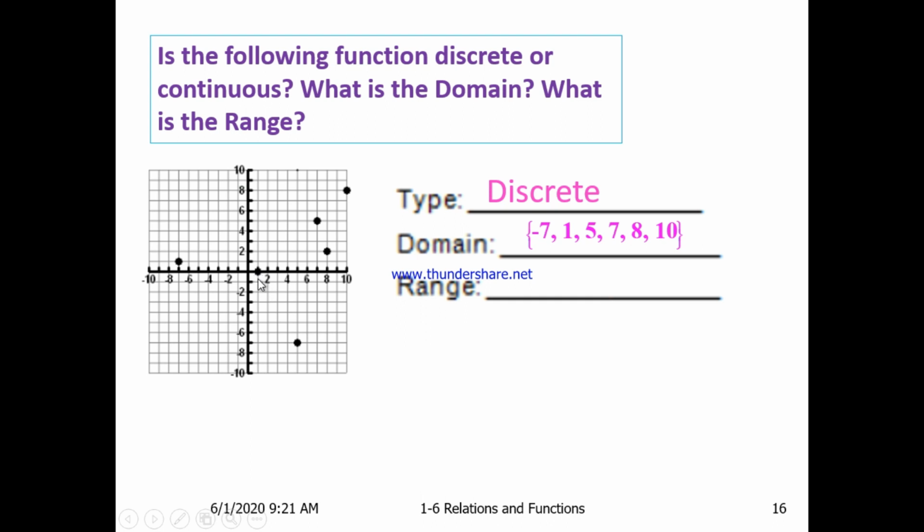Here, the domain is +1 at the same time the range is +1. Here, the domain is positive 5, but at the same time, the range is negative 7. Here, the domain is positive 7, but the range is positive 5. Here, the domain is positive 8 and the range is positive 2. Here, the domain is positive 10, the range is positive 8.